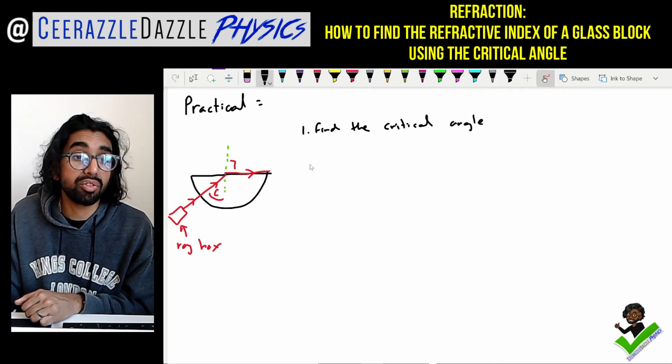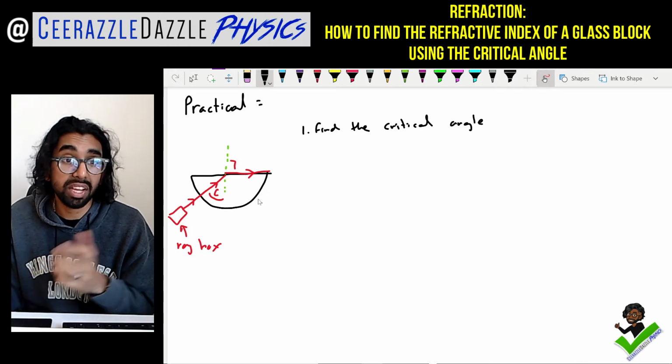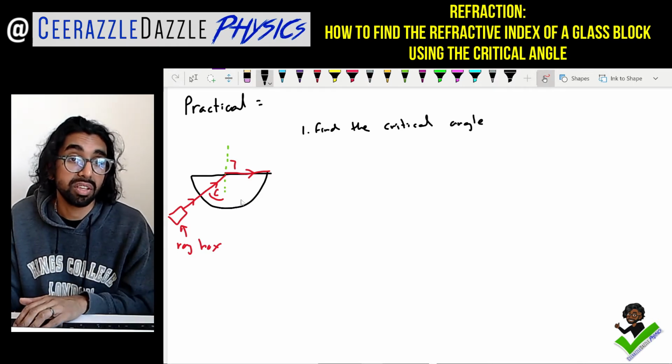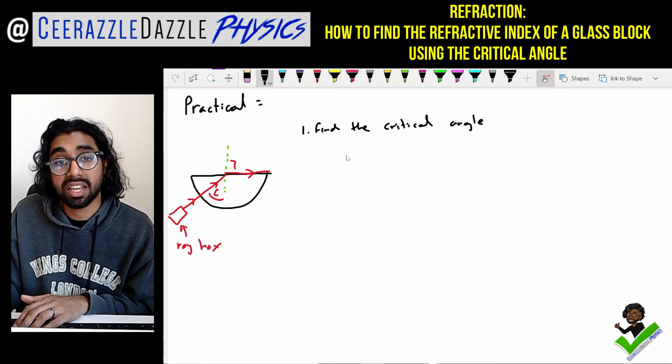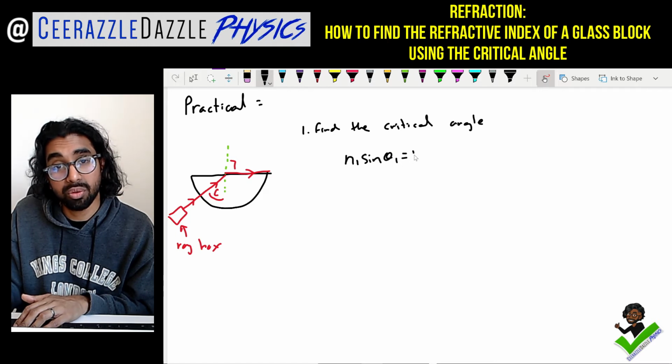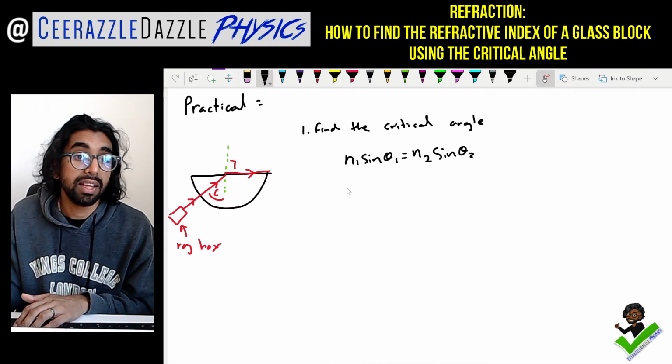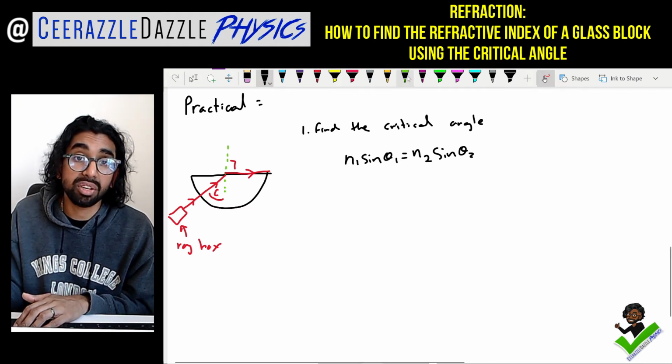Now that you've got the critical angle, we're going to work out the refractive index of the glass. We're going to need Snell's law to be able to do this. We remember that N1 sine of the angle theta 1 is equal to N2 sine of the angle theta 2 over here. The refractive index of the first medium is this one over here.